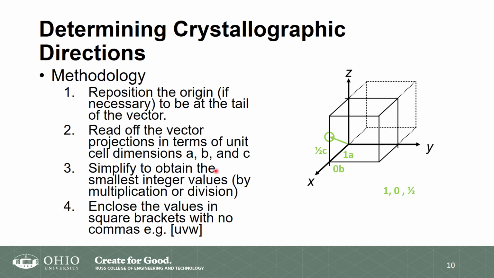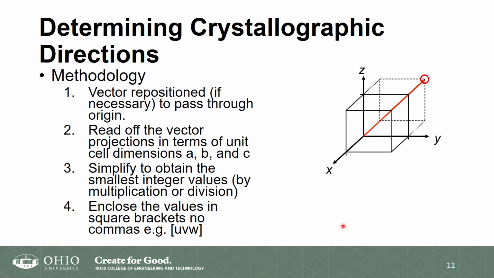Then the next step is to simplify this to obtain the smallest integer values. So we are either going to divide by a number to reduce to the lowest common denominator, or we're going to multiply by a number. In this case, because we have a fraction, we can multiply all of these by 2, and we end up with coordinates of 2, 0, and 1 for the x, y, and z axes respectively. And finally, we can enclose these values in square brackets, and that will give us the crystallographic direction depicted in this picture, which is [2 0 1]. Again, we always enclose those in square brackets.